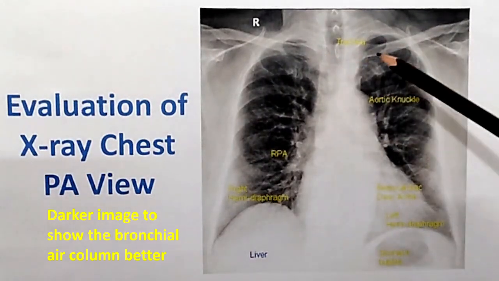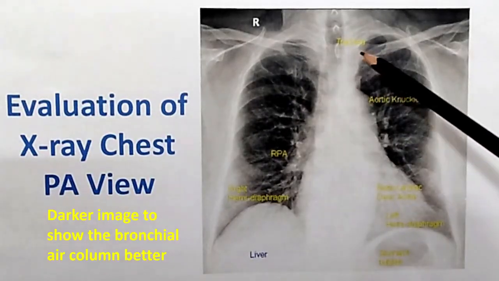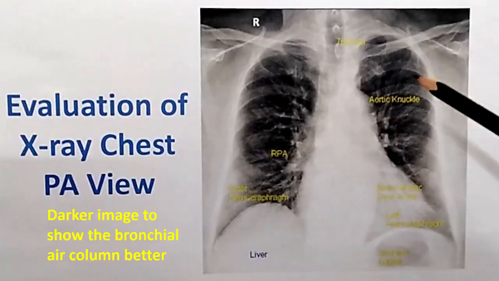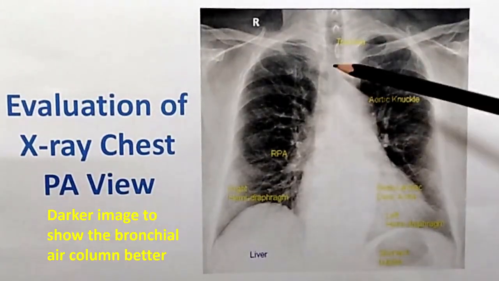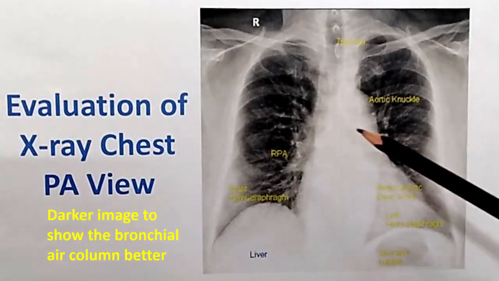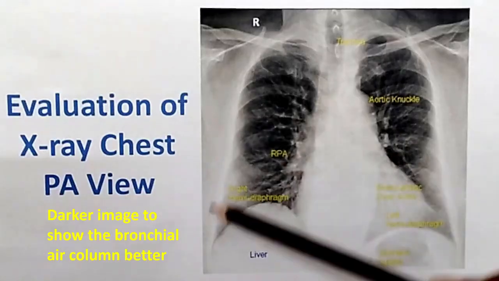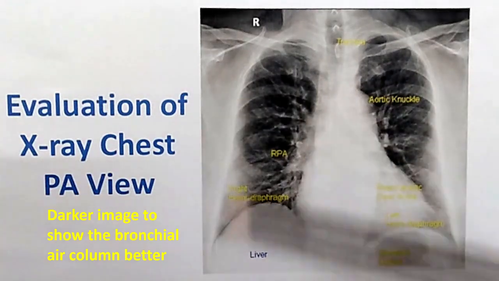In a good position, you will see that the spine is midway between the ends of the clavicles, and you will see the tracheal air shadow in the center with a slight minimal deviation towards the right. That's all normal. And you can look for air in this region, subcutaneous emphysema, sometimes in those with chronic cough or following a trauma or even certain surgeries, you may have air in the subcutaneous plane.